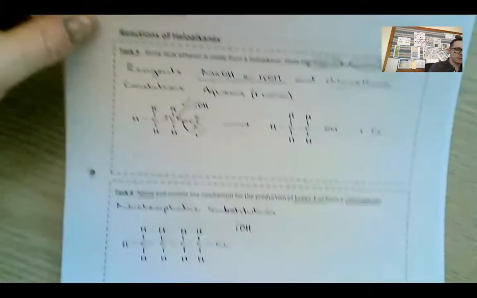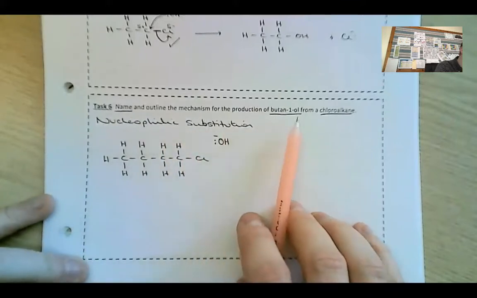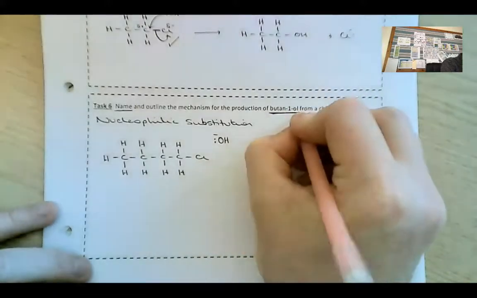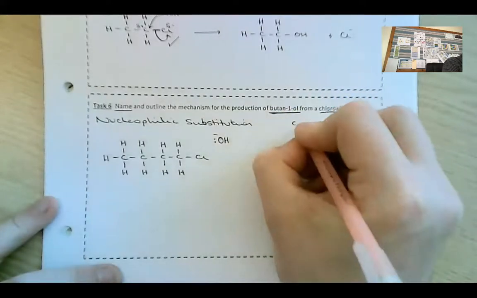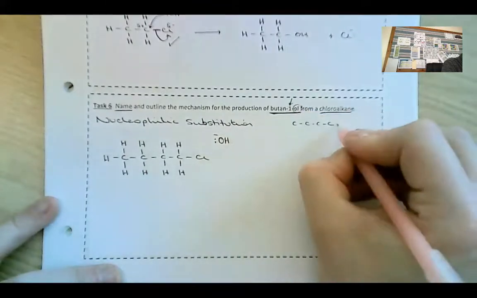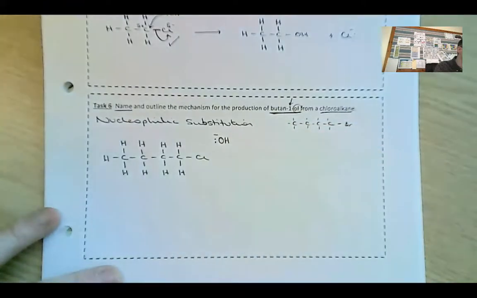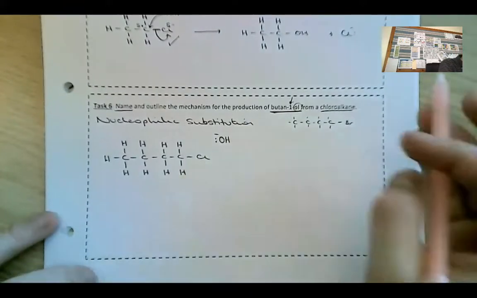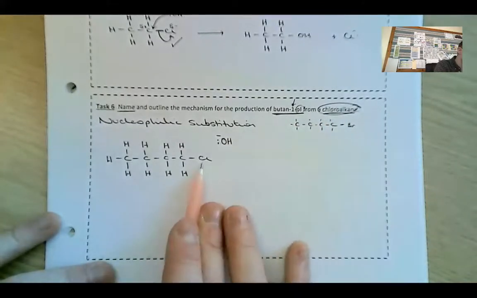Okay. Next one. So name and outline the mechanism for the production of butan-1-ol from a chloroalkane. So if we know it's butan-1-ol, we know the haloalkane we need to start off with is going to have to be but-, meth, eth, prop, but-. And if we want the ol to end up on carbon 1, it means the halogen needs to start off on carbon 1 or either end of that chain. So you could use bromobutane. I've used chlorobutane here. Oh no, actually it says from a chloroalkane. So you can't start off with the bromine version. You have to use the chlorine version.